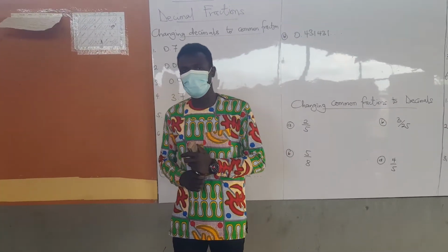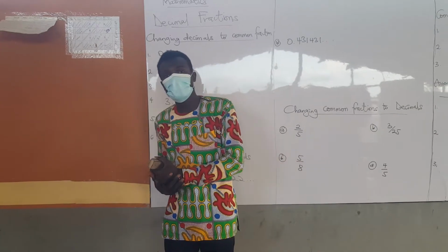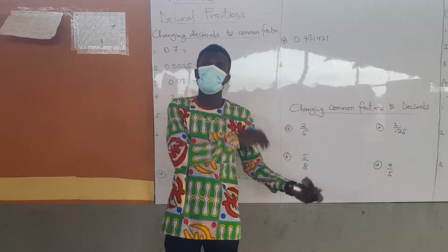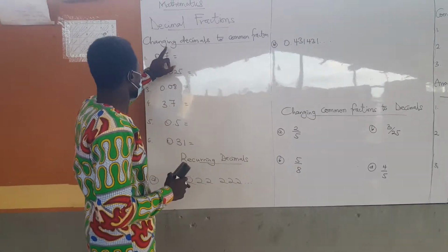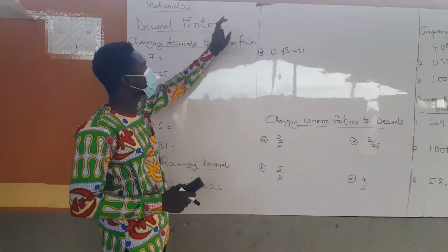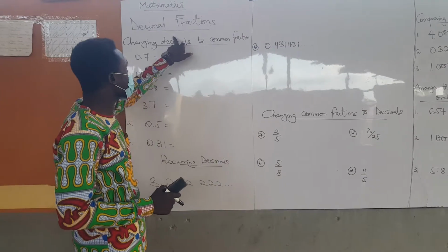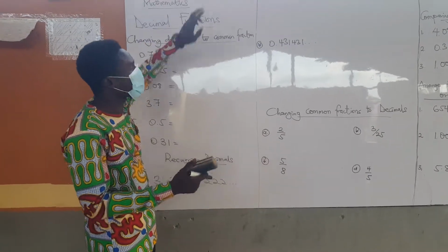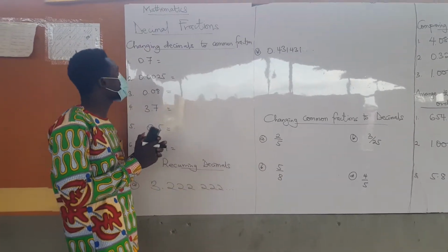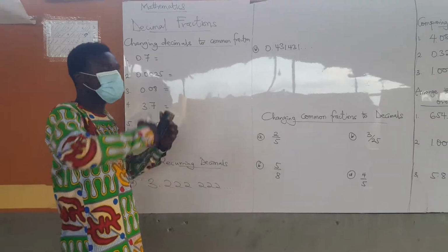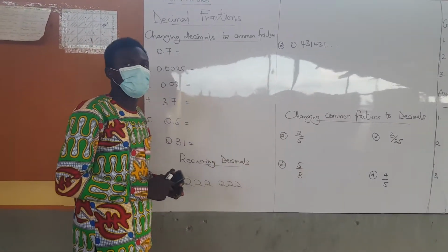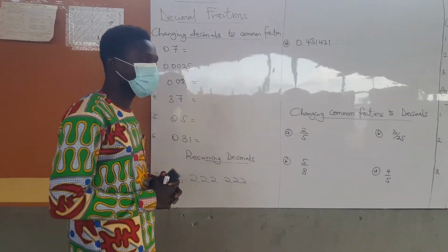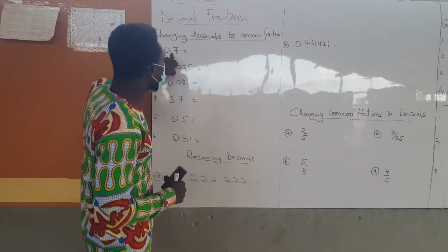But we want to start from how to change a decimal fraction to common fraction. That is the first thing that we want to talk about. So, changing decimals to common fraction. Decimals is the same as decimal fractions. So we want to look at how to change it into common fraction. Now, the first example, we have to change 0.7.